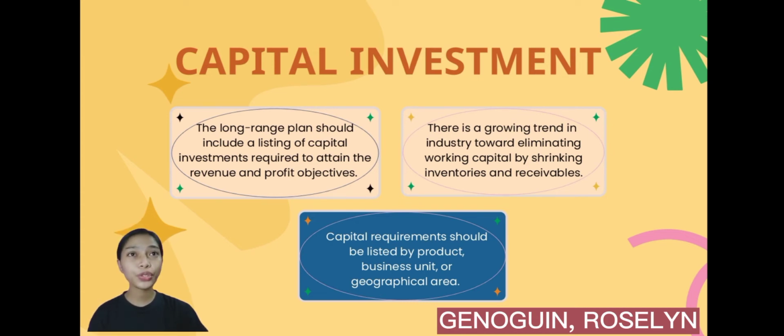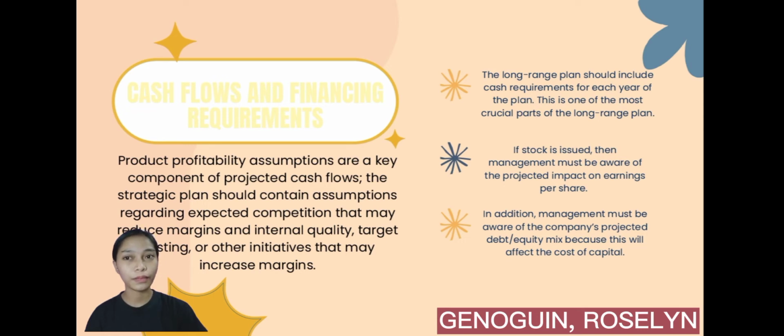Capital requirements should be listed by product, business unit, or geographical area. A geographical area organizational structure suits businesses that have offices or units in different regions or geographical areas. This form of structure enables businesses to have a reporting and functional system across multiple locations.